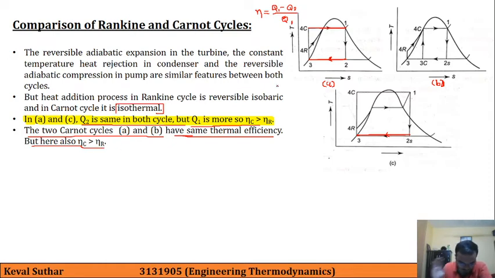That in case of A and B, let's compare these two now. Here both Carnot cycles are having the same thermal efficiency, but here also eta Carnot is greater than eta Rankine cycle because of that heat addition process value.